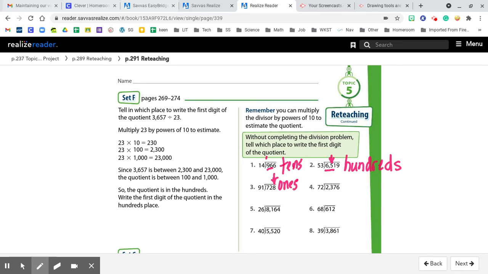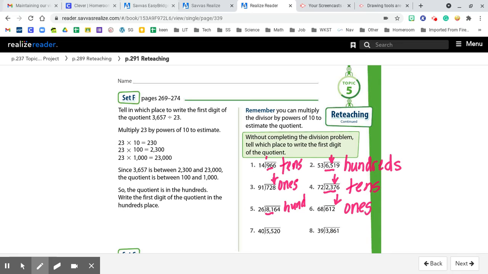So one digit. 72 can't go into 2. It can't go into 23, but it can go into 237. So our answer will start in the tens place. 26 can't go into 8, but it can go into 81. So hundreds. 68 can't go into 6. It can't go into 61, but it can go into 612. So that one's in the ones.